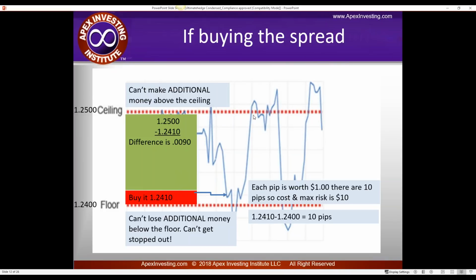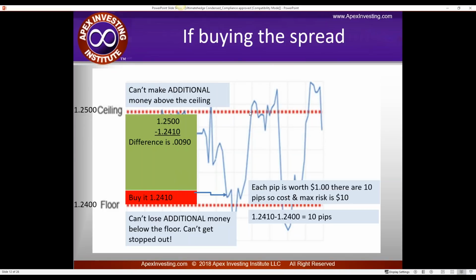But when it gets up here to my ceiling, and especially after it passes my ceiling, do I make any more money past the ceiling? Can I make any more profit past this point right here? Who can tell me, yes or no? So I bought down here. It's come all the way up. Do I make any money past this ceiling? Yes or no? No.